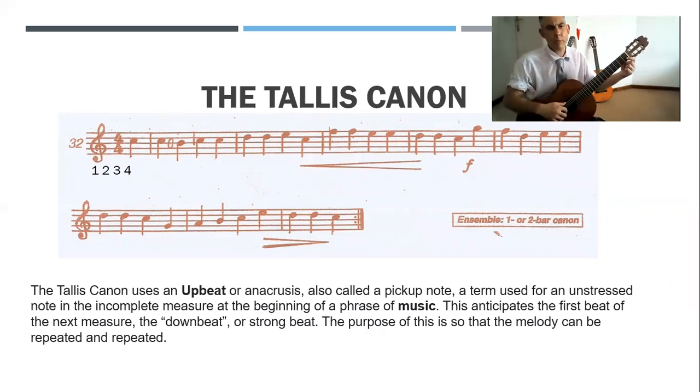So the downbeat or the strong beat would be... I'm just going to count 3 in and I'm going to start on 4. 1, 2, 3.